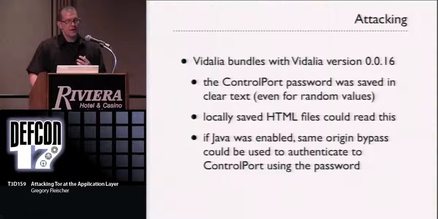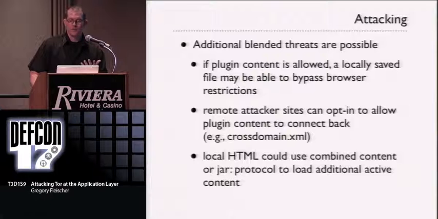So now if we had Java enabled, we talked a little bit before about this being in the bad old days. If we had Java enabled and we just happened to have a same origin bypass, we could then construct a request, open a socket, and directly connect to the Tor control port and send the password through. So this could all be done fairly transparently to the user simply by them opening a file that came up and said, "Do you want to open or save this?"